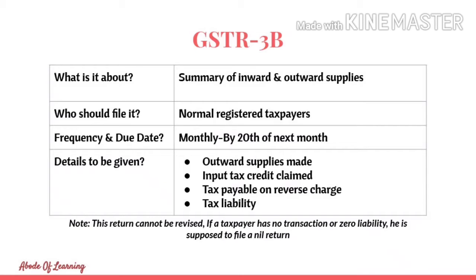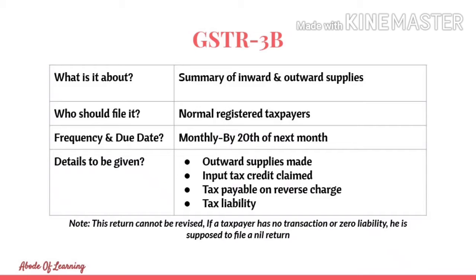GSTR3B. So this is a return which you can say is a summary of inward and outward supplies. Basically this is filed by normal registered taxpayers, and it is supposed to be filed by next month 20th. That is, September return GSTR3B is supposed to be filed by October 20th.